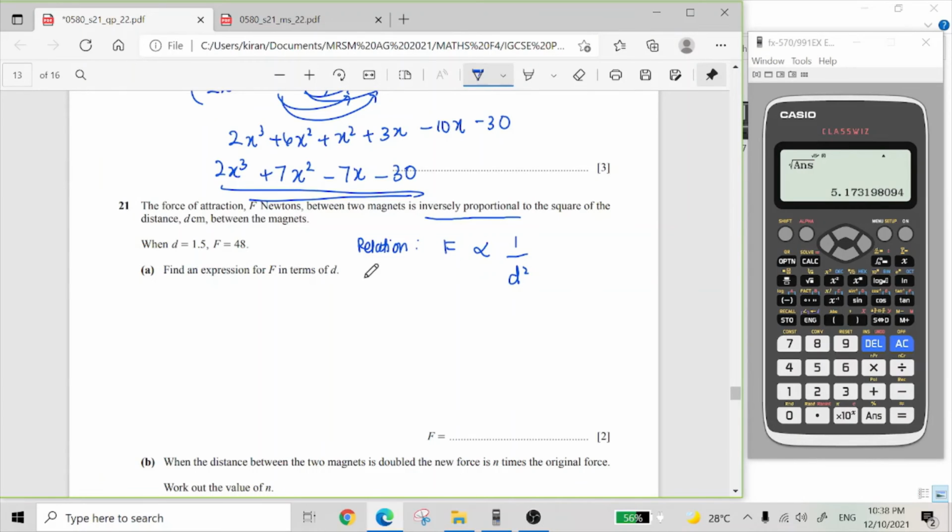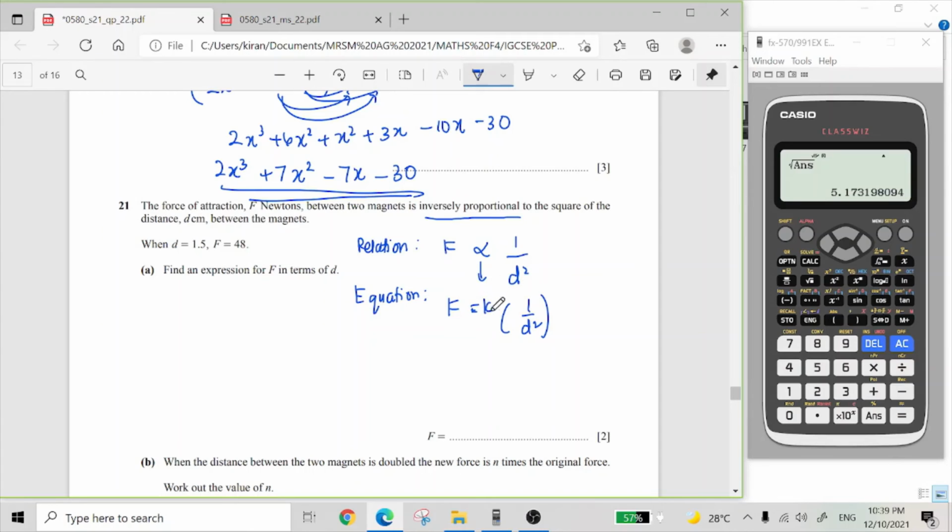Okay, so from the relation we can convert into equation form. This part would be F equal to k. For this symbol we change into equal to k, over, and then times 1 over d squared. Because this is inverse, so this square is located at the denominator. If it is direct, we just put it here and there is no denominator.